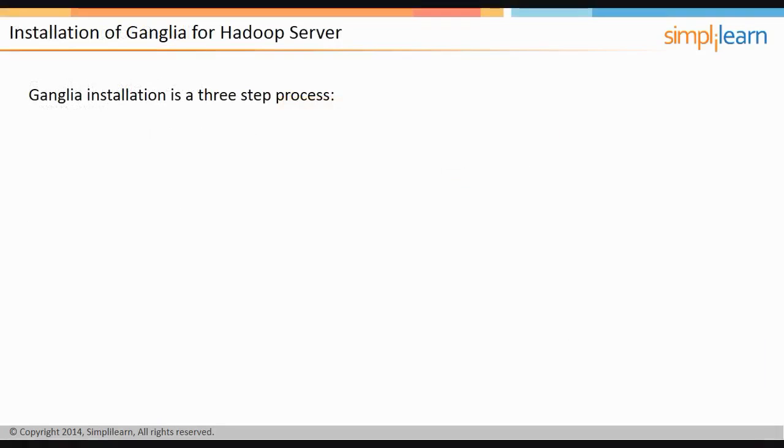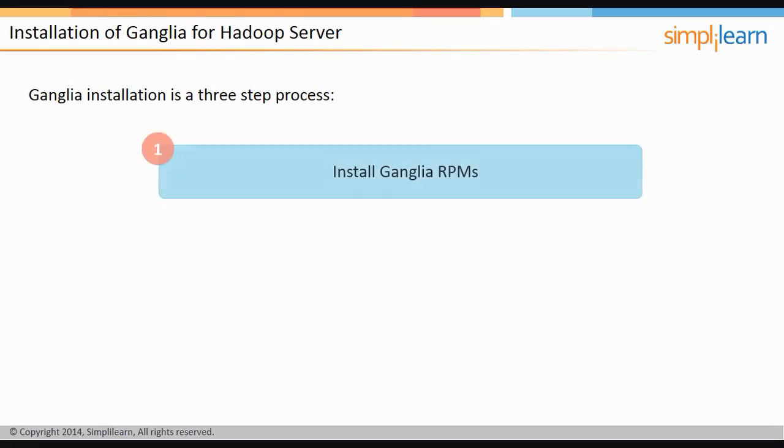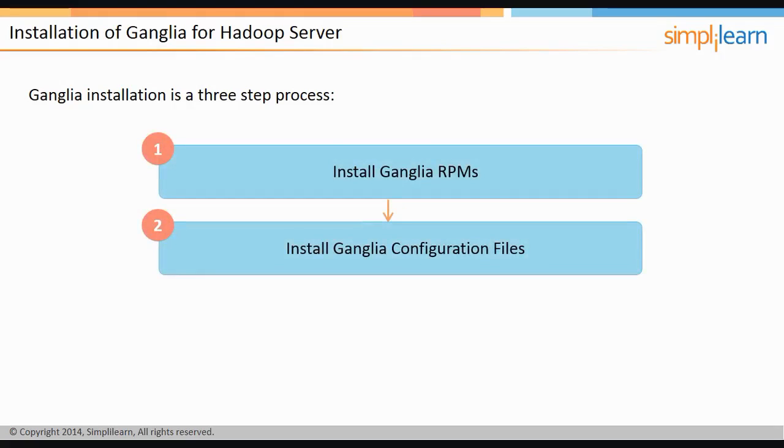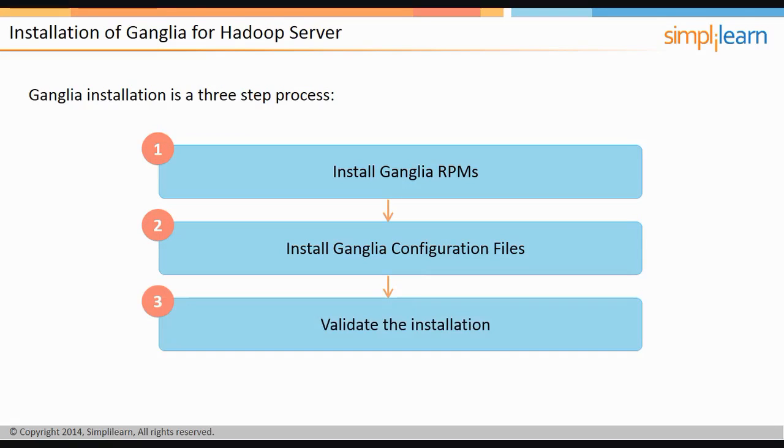Ganglia installation is a three-step process. The first step is to install the Ganglia RPMs. Then install the Ganglia configuration files. Finally, validate the installation. Let us look at the different Ganglia Web Interface tabs in the following screen.